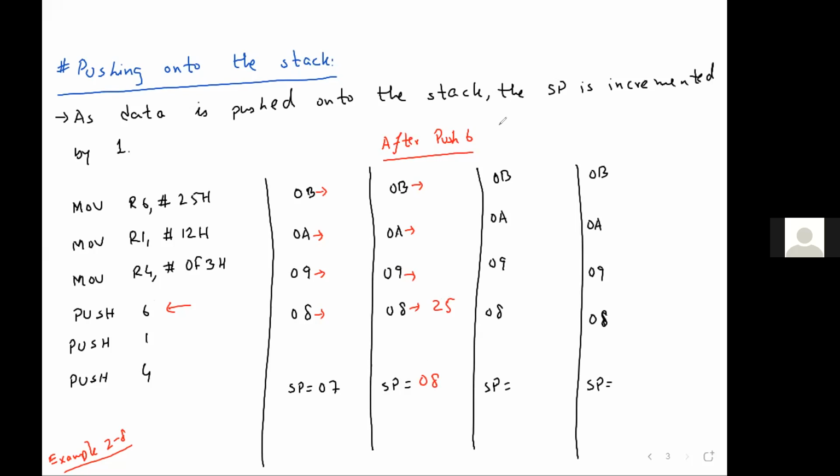Okay, so let's take another. After push 1, this is the scenario. So now tell me what will be the changes. Sir, in 09, the value will be 12H. Exactly 12, and in 08 you had 25, so it will remain as 25, isn't it? Yes, sir. And what will be the value of stack pointer? 09. Exactly 09. So after the last push, that is your push 4, 08 will still contain 25, your 09 will contain 12, and your 0A will contain what?